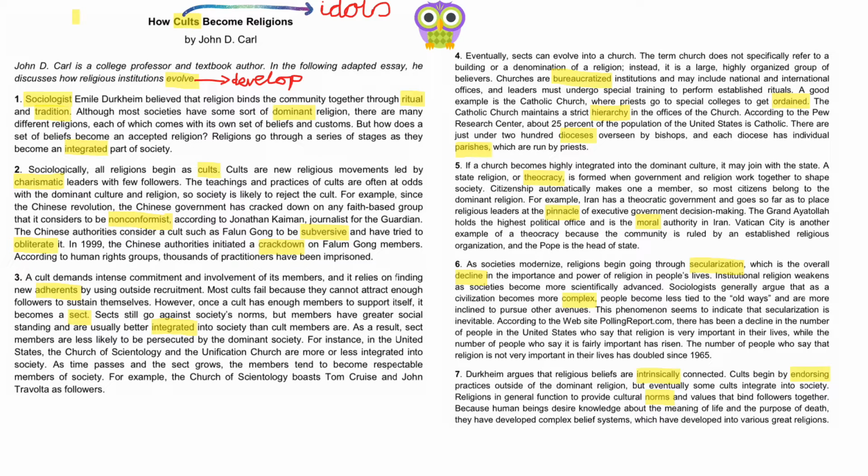Cults begin by endorsing practices outside of the dominant religion. To endorse is to approve. So cults are doing this, and as they work on or support or approve those practices that are not necessarily the dominant religion, they take over and they begin to have followers, they become a sect, and they are amalgamated into society. The final word there is norms. Norms is just like practices.